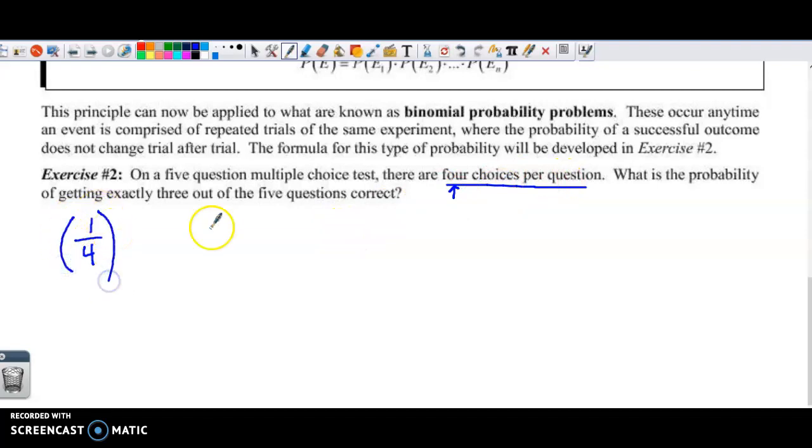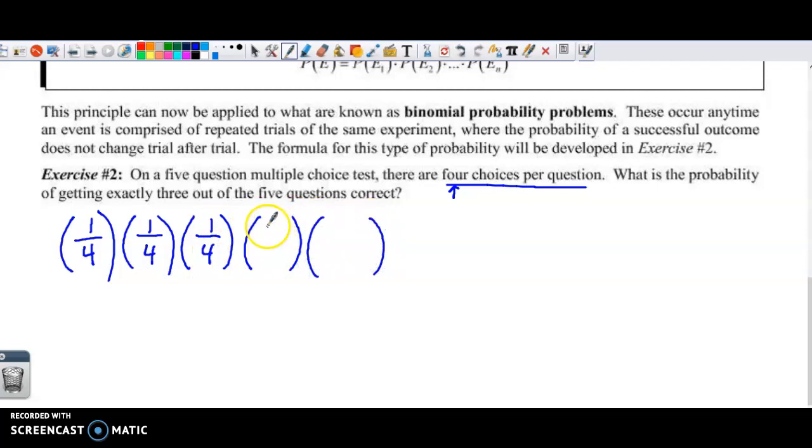And I know I've done a problem like this before, but now we're formally getting to it, and we're doing some more of these. What we could do is we could get the first 3 correct. So the first 3 are correct. We get 1 in 4, 1 in 4, 1 in 4. But then the next 2 we have to get incorrect. So that's a 3 out of 4 probability.